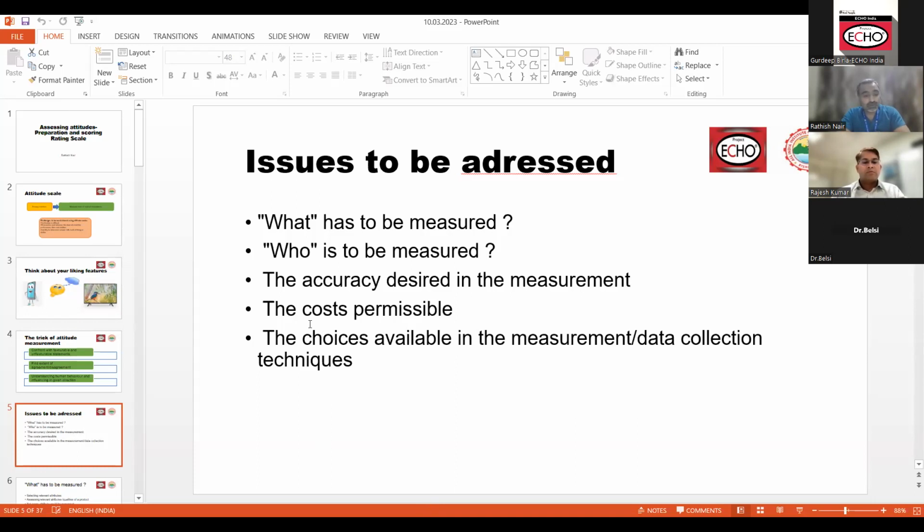And who is to be measured? It is the study population that is being referred to. Then the accuracy desired in the measurement, how accurate you want it to be. This is related to the scoring key, what is to be graded and the grading of the score you are going to get at the end of the measurement. And the cost permissible, how financially expensive the use of such an attitude scale is going to be. It is whether it is available in the open market or whether you are going to create a scale of your own.